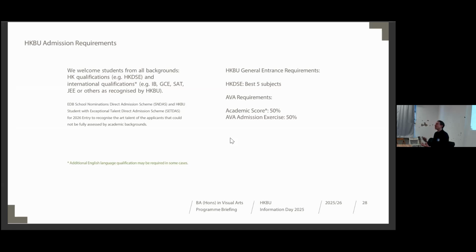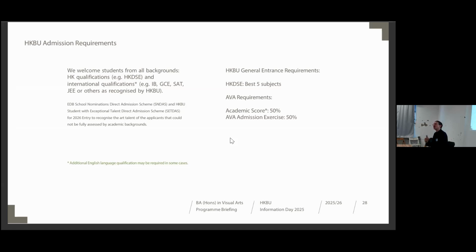So how well do you do in the practical exercise? How well do you do in your portfolio marking? How well do you do in your interview? You could do exceptionally well in this and maybe okay in your DSE, but then combined together, you could have an overall score that will get you into the Academy.